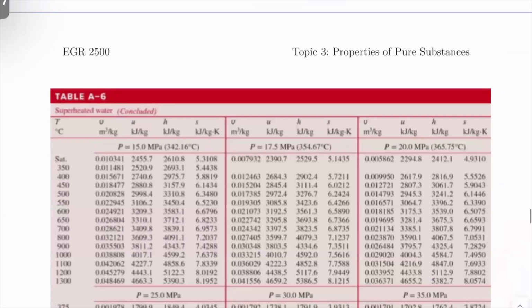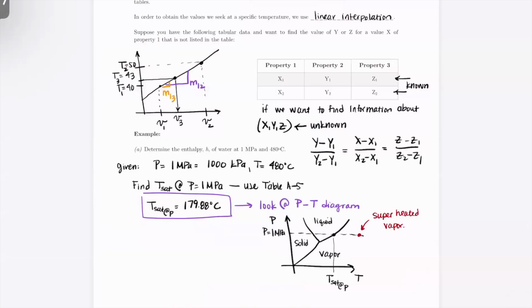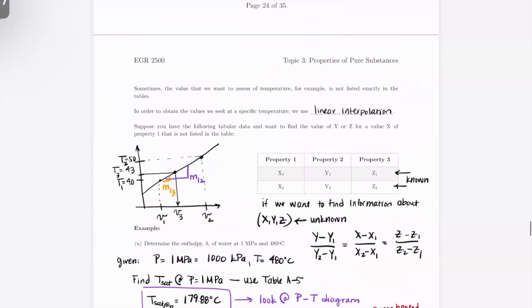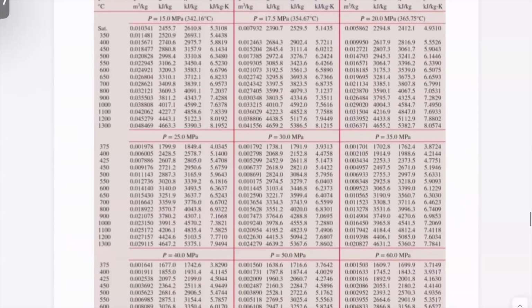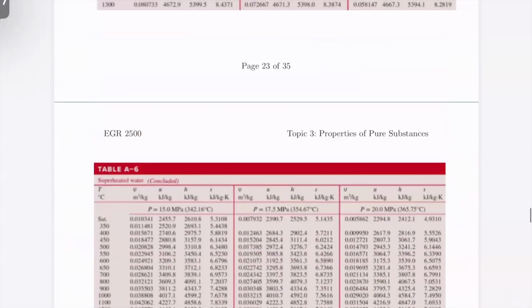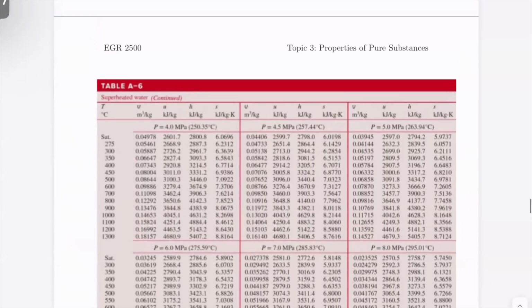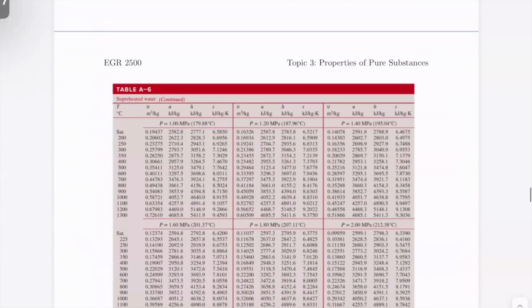Okay, so we know that we're in a superheated vapor, so we want to use the superheated vapor tables. And we want to find our enthalpy of water at those two conditions. So let's see what we have. If you remember, our superheated vapor tables are organized in pressure cells. So the first thing that we're gonna wanna do is identify our pressure cell that corresponds to 1 MPa. All right, so let's do that. So 1 MPa is this one over here.